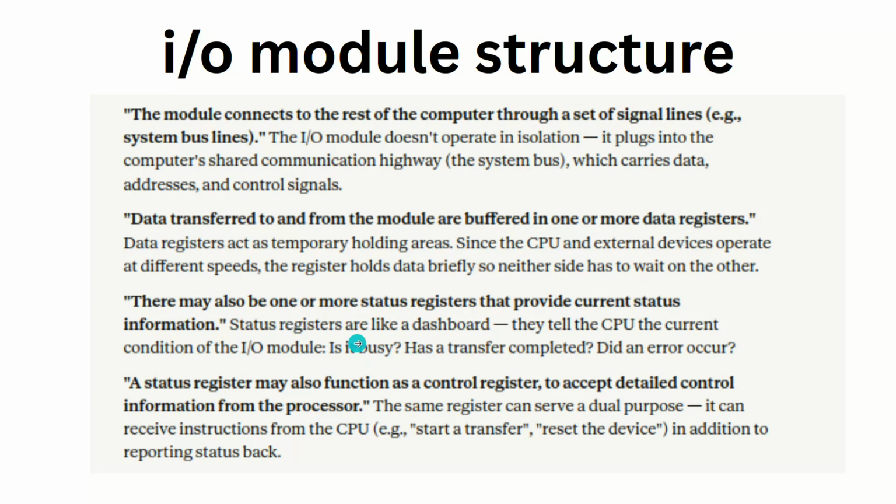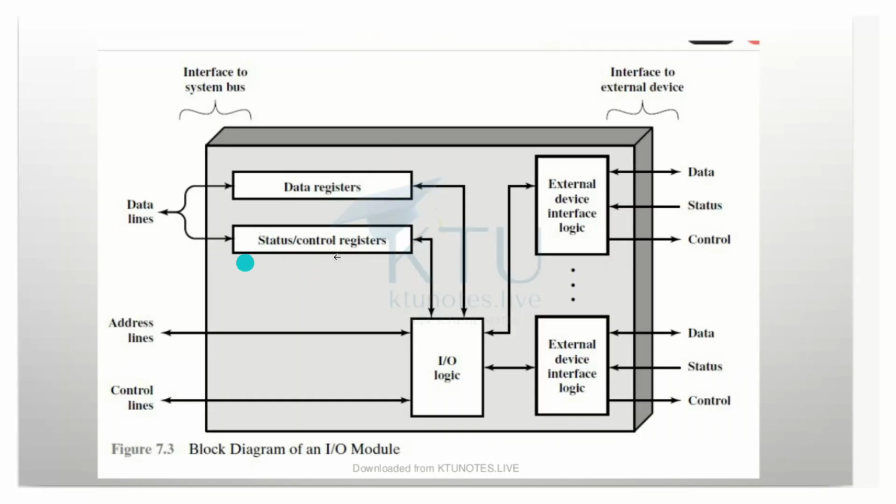Okay, the device is busy, right? If it is busy, or if a transfer has been completed, or if an error has occurred, the CPU has to know the current state. So there is a status register, which provides the information on the current status of our IO module. There may also be one or more status registers that provide the current status information. If you see the image, this is the status or control register.